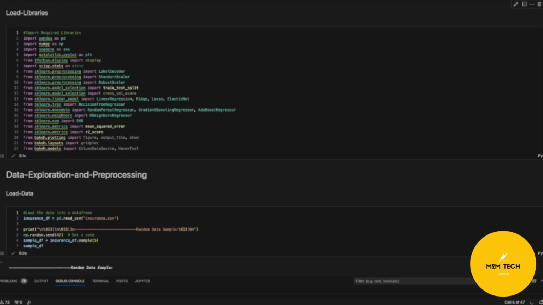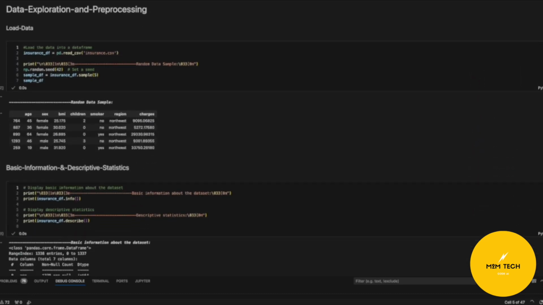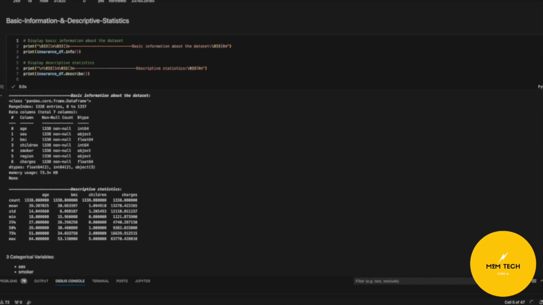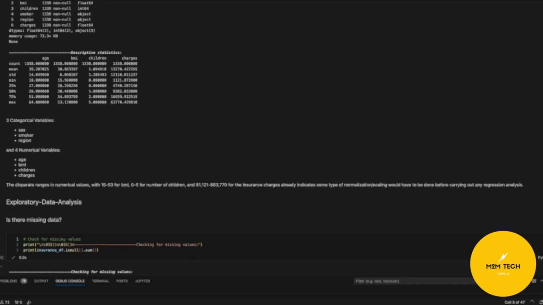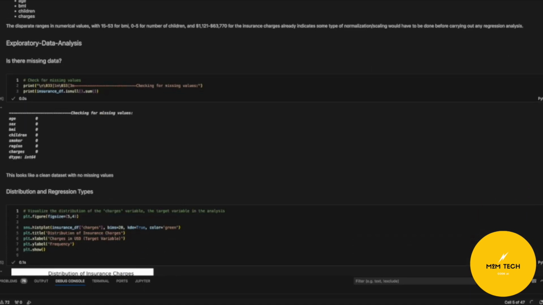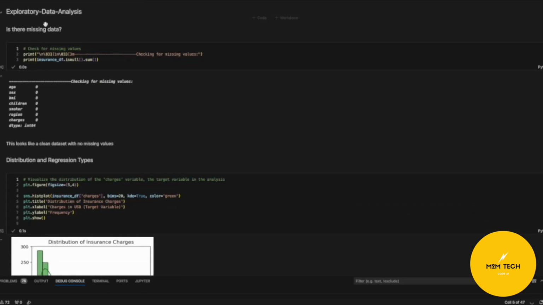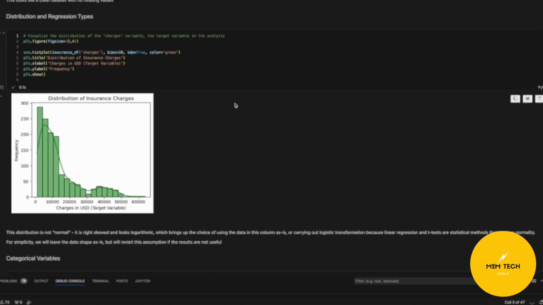choose the best. So after loading the libraries and loading the data, some basic descriptive statistics show us that there's a large disparate range between the different numerical variables. So that tells us that we're going to need to normalize or scale them before using them in the regression analyses. Then for the EDA, we checked, and thankfully there was no missing data. The distribution of the target variable shows that it's not normal. So we're going to have to also revisit that.